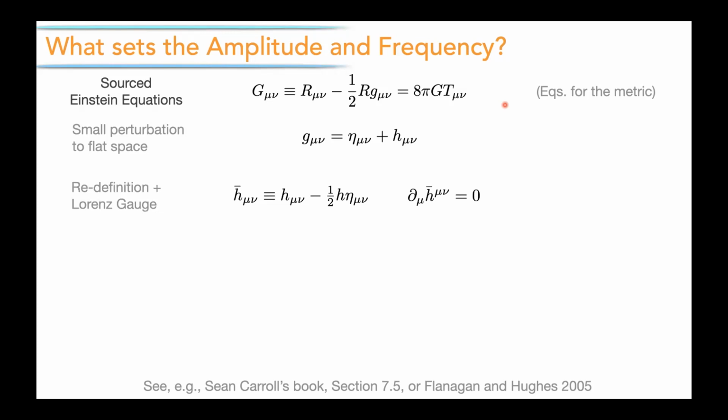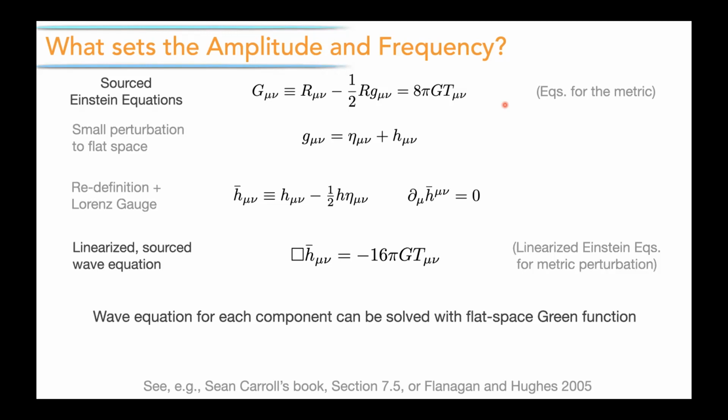I'm just going to put some details of this derivation here if you want to try and follow it later. But you just redefine your variable and you choose a gauge condition. And you can, again, write the Einstein field equations to linear order in a way that looks like a wave equation for the metric, for the perturbation to the metric. But now it's a sourced wave equation because we left in the right-hand side the stress energy, T mu nu. And you can solve this equation with standard techniques, Green's functions.